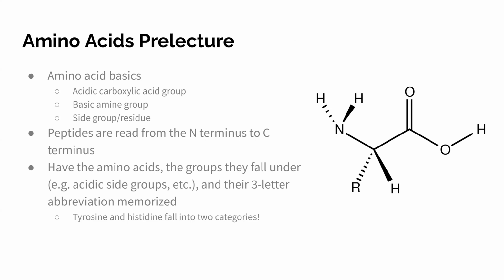Also, peptides are read from the N terminus to the C terminus and connected by peptide bonds. You should have the amino acid names and the groups that they fall under memorized, as well as their 3-letter abbreviation. But you don't have to know the specific structures, unless, as you go through the slides, there's a specific amino acid that we talk about in relation to a specific mechanism or disease.